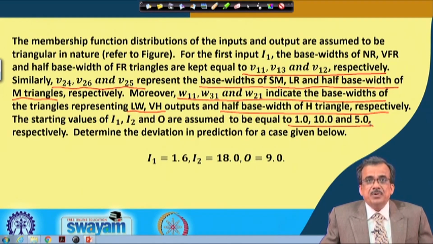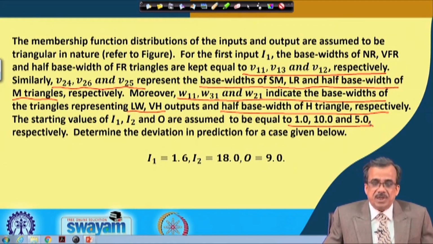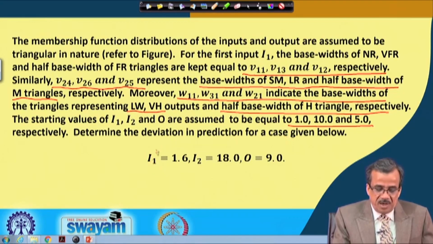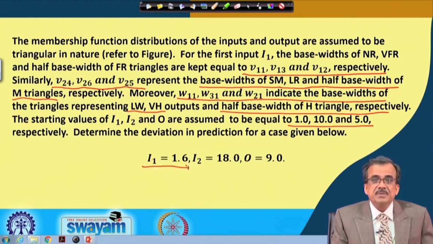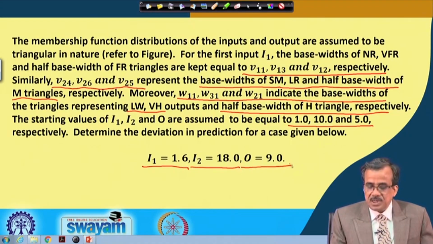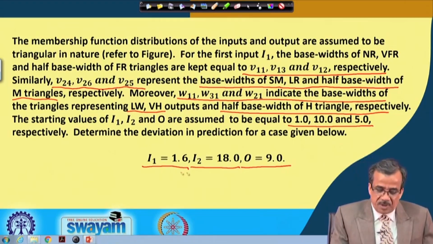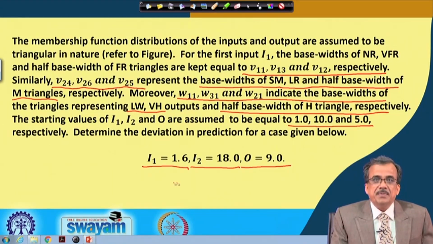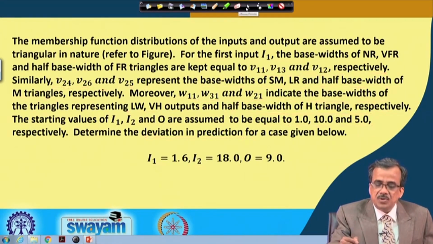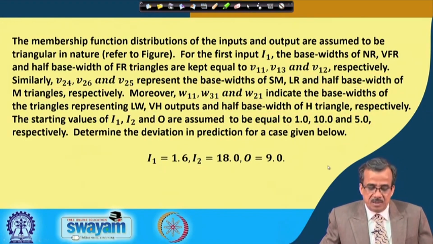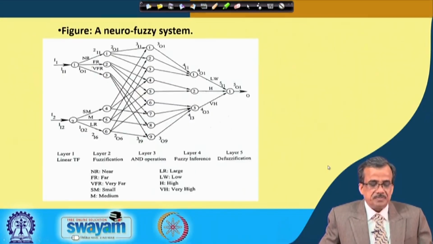Now, we will have to find out the deviation in prediction for the training scenario, which is nothing but I1 equals 1.6, I2 equals 18.0 and the output is 9.0. So, for this particular training scenario, I will have to find out what should be the deviation in prediction. Now, let us see how to determine that particular deviation in prediction.